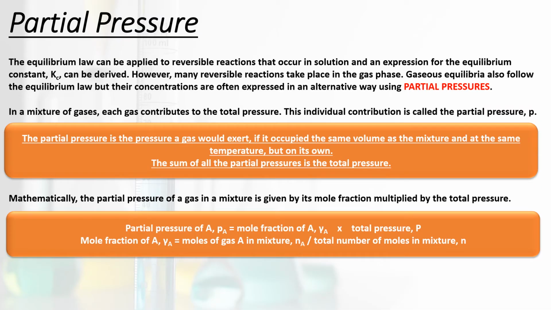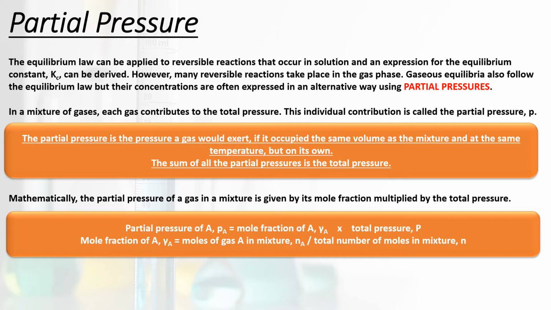So in the previous two videos of this series we've been looking at equilibria, reversible reactions that occur in solution, and we looked at how we can derive an equilibrium constant, Kc, and the expression for that. Remembering that the Kc expression was the concentration of products divided by the concentration of reactants, all raised to their stoichiometric coefficients. However, many reversible reactions also take place in the gas phase, and gaseous equilibria also follow the equilibrium law, but their concentrations are often expressed in an alternative way using partial pressures.